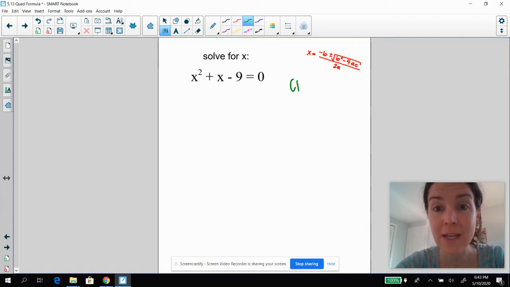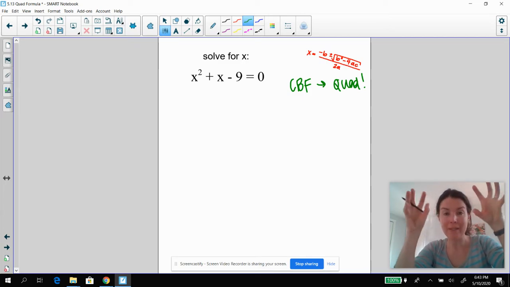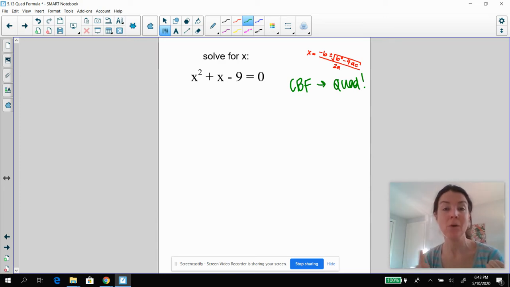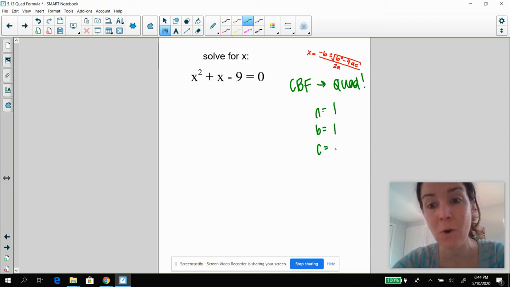So if it is C, B, F, you're going to quad it up, okay? If it's CBF, you're going to quad it up. Because remember, like we did like an x squared term, an x term, and nothing else, that's ZPP. This is sort of like the same kind of mental move that you want to take. So anytime it's CBF, you're going to quad it up. So the first thing you've got to do is write down what your A, your B, and your C are. So A is 1, B is also 1, and C is -9.